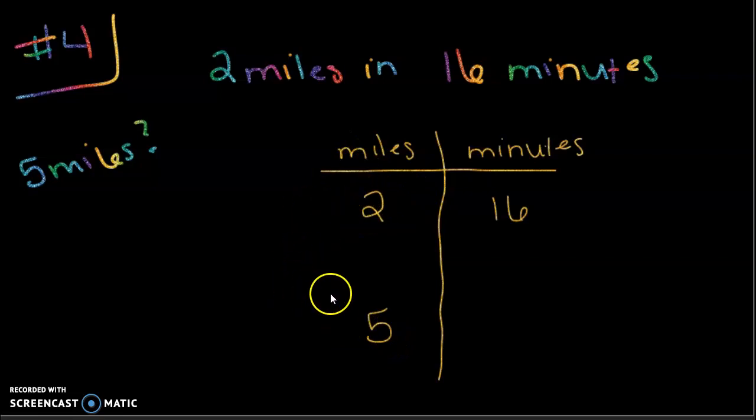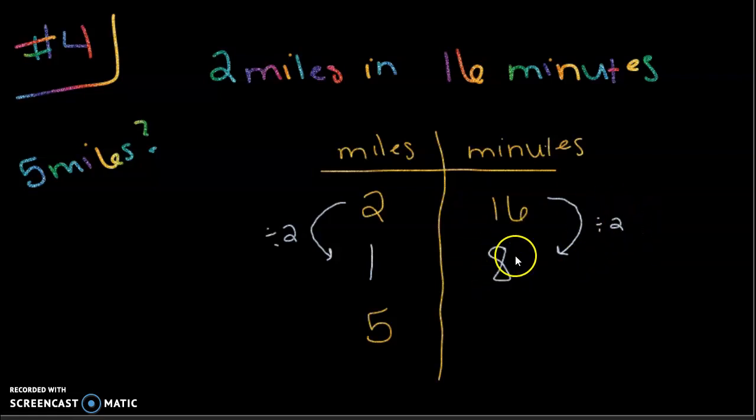Because we want to try to stick with whole numbers, how in the world do I get from 2 to 5? What we can do though is a middle ground and figure out, well, how much would it be in 1 mile? And then that'll help me get to 5. So in this example, how did I go from 2 to 1? It looks like I can divide by 2. So let's do the same thing over here. We're going to divide by 2. 16 divided by 2 is 8.